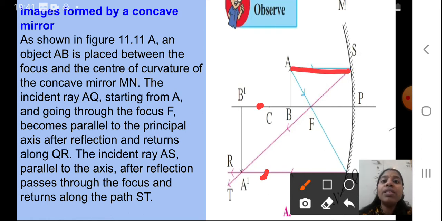Now the incident ray AS is parallel to the axis. Can you see they are parallel, this black color line and this blue color line.